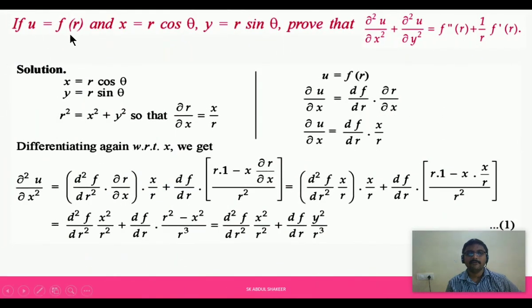Problem: if u is f of r and x is r cos theta, y is r sin theta, then prove that ∂²u/∂x² plus ∂²u/∂y² is f double dash of r plus 1 by r into f dash of r.